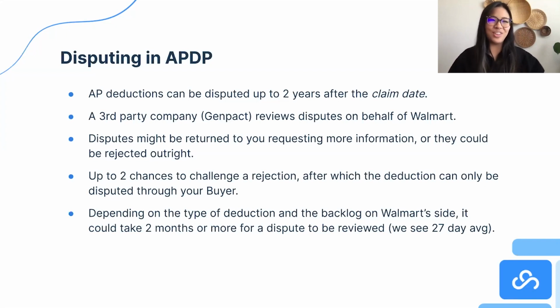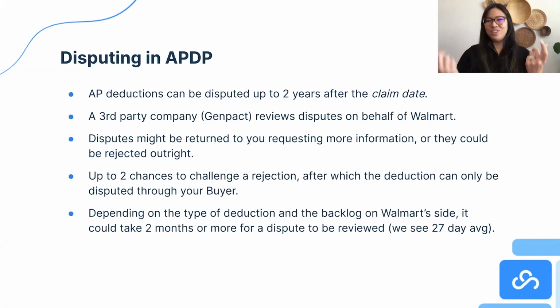But one thing to note is we do see some disputes that get auto approved. That is actually a function on the APDP side. If the claim is a certain type, and under a certain dollar amount, typically we've usually seen under $100, they can be automatically approved and you can get that money back the next day.